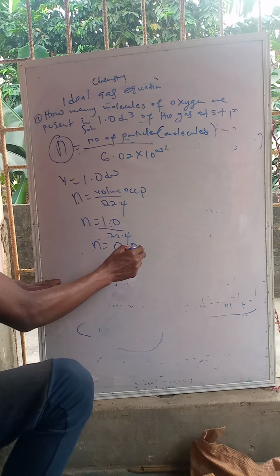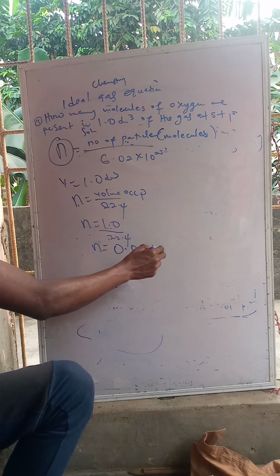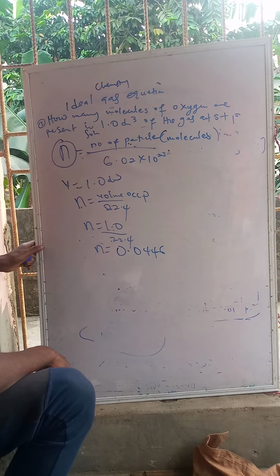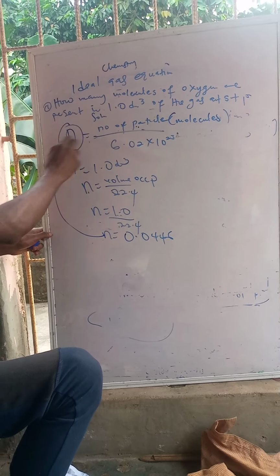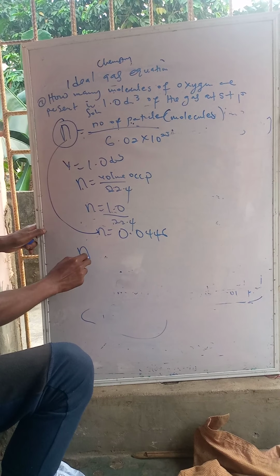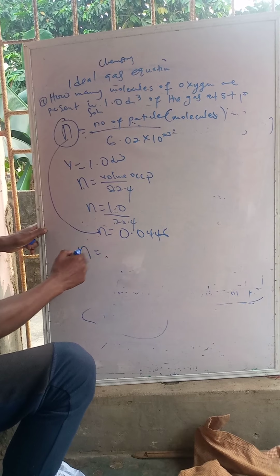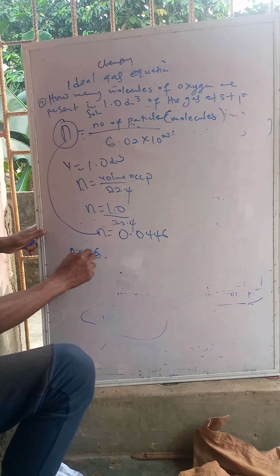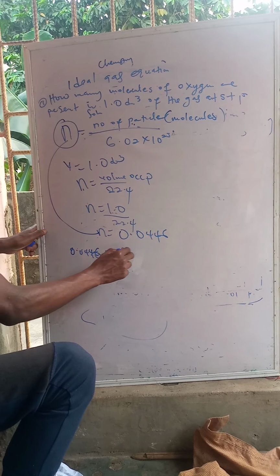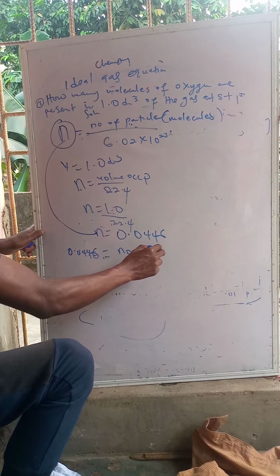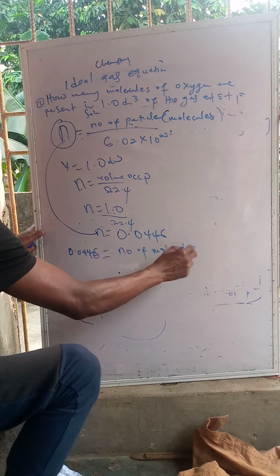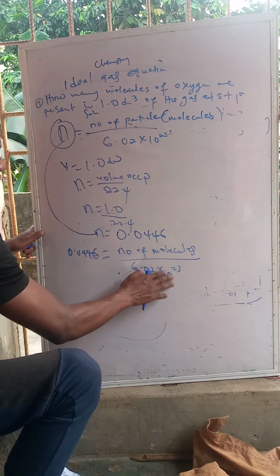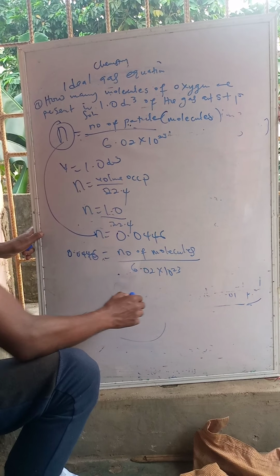Zero point zero four four six. Okay, so that is the case of that. We can now chip that in here and find the number of particles. Number of mole is equal to number of particles over Avogadro's constant. We already got number of mole, which is 0.0446, equal to number of molecules, which is number of particles, over 6.02 times 10 raised to the power 23.